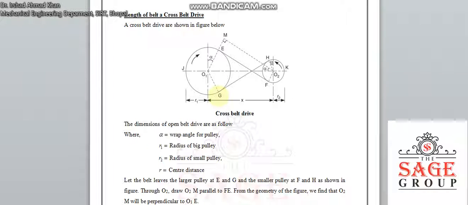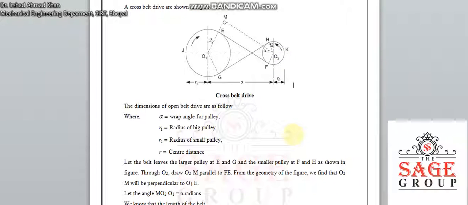So this is equal to arc JE plus EF, then arc FK and HG. This will be the length of the cross belt drive. If we are able to find this, then we can find the length of the belt. In the last lecture we divided it into two parts and just doubled it. So here we find arc JE plus the length EF, plus the arc, and then double it. So we will get the length of the cross belt drive.